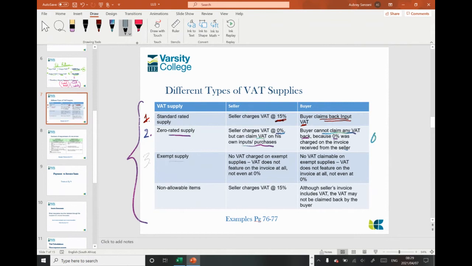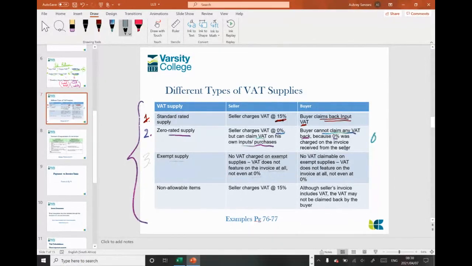Thirdly, we have exempt. No VAT is charged on exempt supply. So can you see, when it came to zero rated, we charged 0%. But when it came to exempt, nothing is charged. That does not feature on the invoice at all, not even at 0%. So it's exempt. There is nothing on the invoice. Under zero rated, there is a line, but it's just at 0%. In effect, in both scenarios, I'm not paying anything, but obviously now we're just looking into technicalities. One is on the invoice, one is not even there.